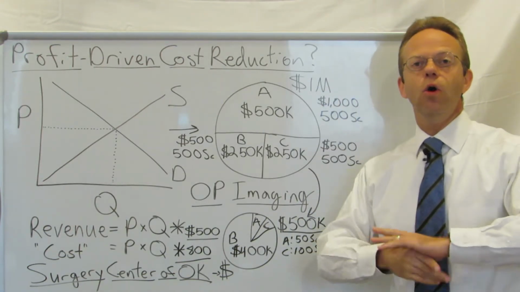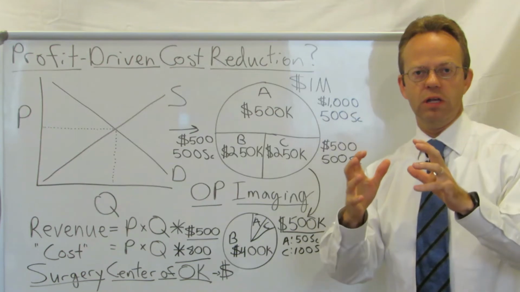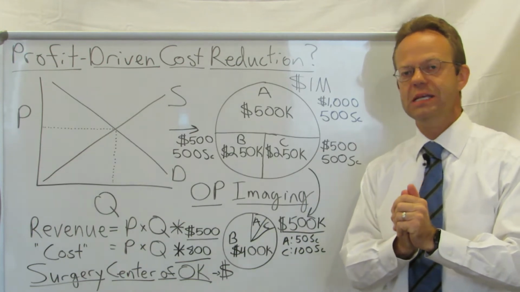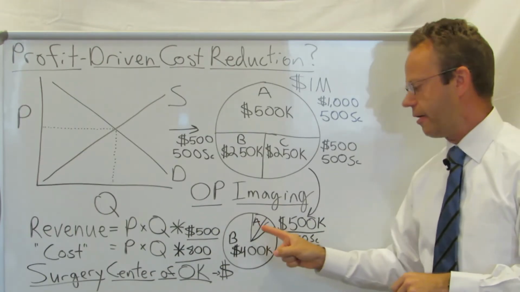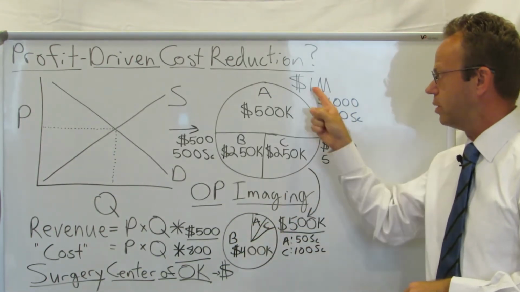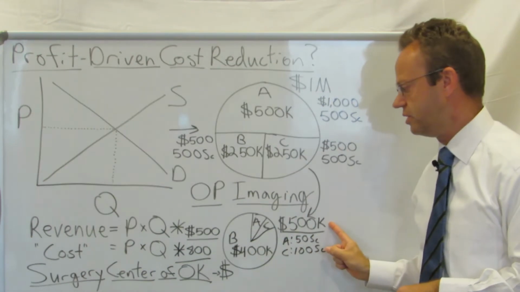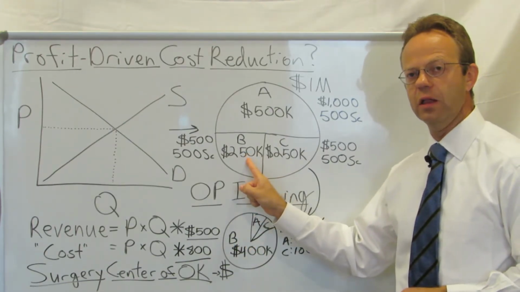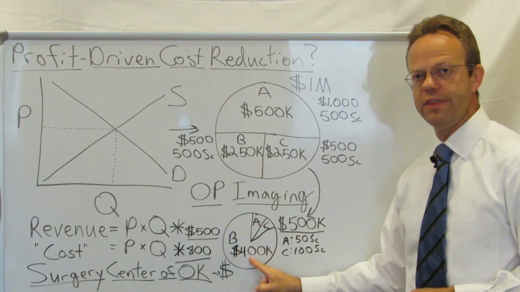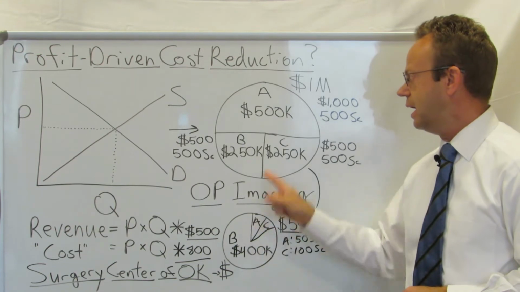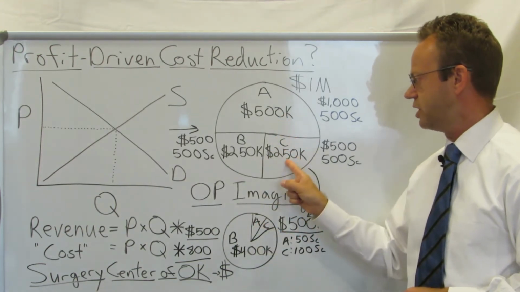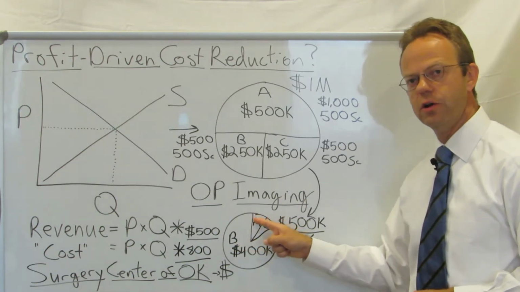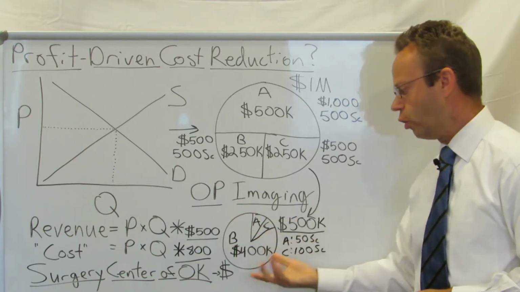Great. Now, in order for the profit motive, in order for the free market to lead to lower healthcare costs, we have to move to this scenario where the overall pie is smaller, right? We've moved it from $1 million, we cut it in half to $500,000. And you can see here that Imaging Center B has gone from $250,000 in revenue to $400,000 in revenue. And then Hospital A has gone from $500,000 down to $100,000, and then Imaging Center C has gone from $250,000 down to $100,000 as well. So the $400,000 plus the $100,000 plus the $100,000 gives you $500,000 total for this smaller circle.